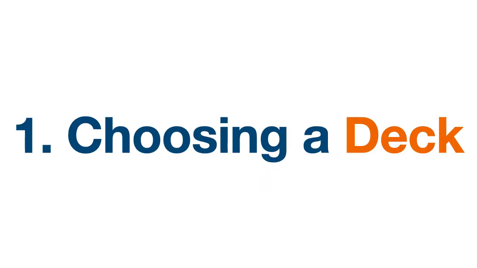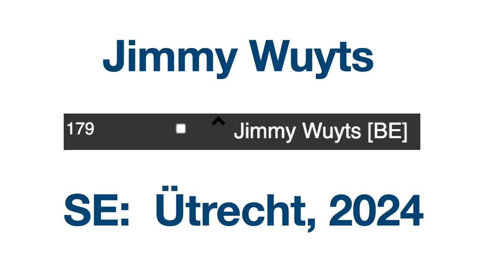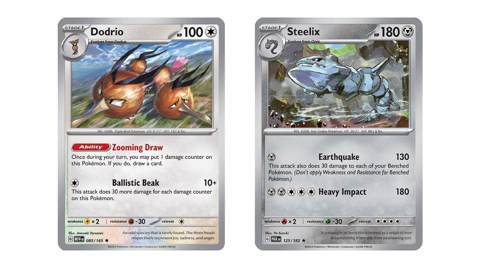For example, the first thing is choosing a deck. Jimmy Wuyts, or Wuyts, I'm not sure how to pronounce your name, Jimmy, so I'm just going to call you Jimmy. He is a Belgian player who placed 179th out of 1,100 plus competitors at the Utrecht special event. What was his deck? Steelix Dodrio.